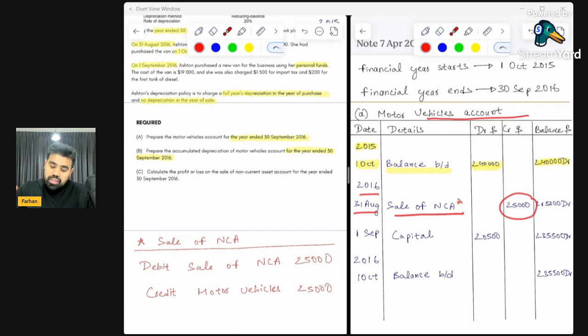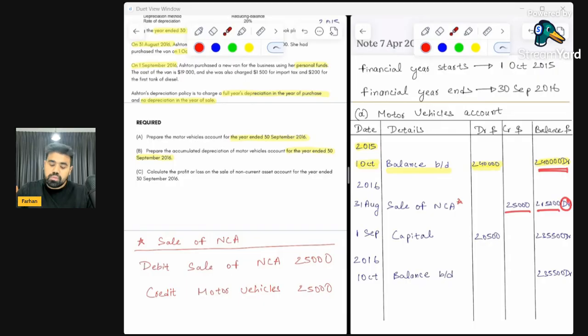Now, at the end of 1 October 2016, we had a final balance of $240,000 debit. Now we have some credits coming in, which means we have to subtract $25,000 from $240,000, which leaves us with $215,000 debit, because obviously we have got more debits than credits.